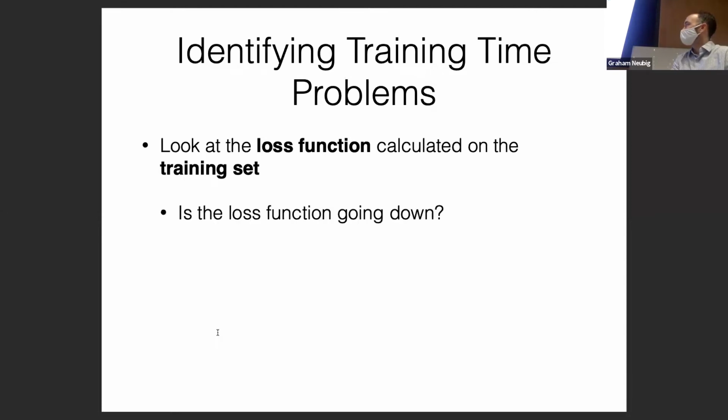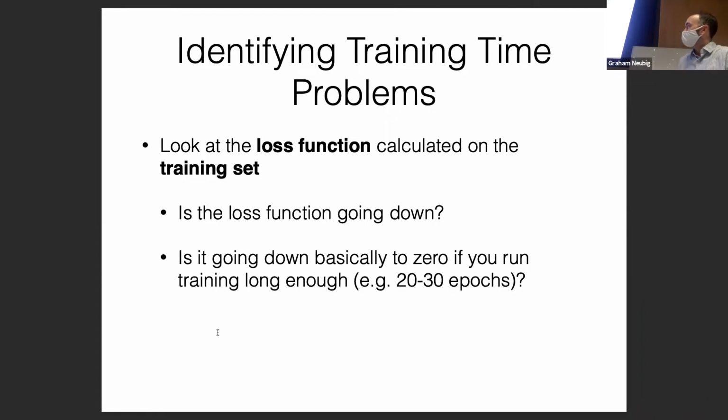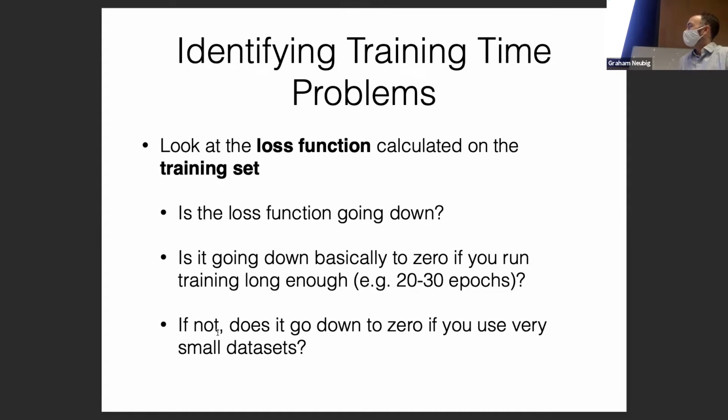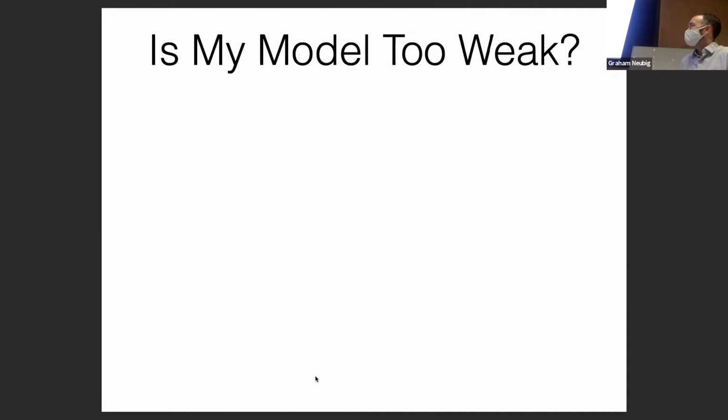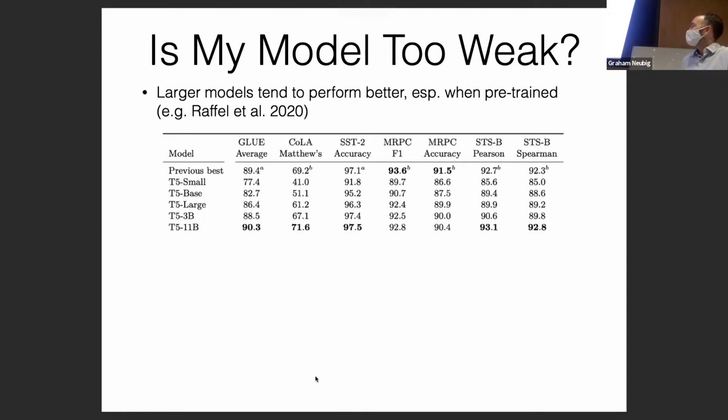You can look at things like, is the loss function going down? Also, is it going down basically to 0 if you run training for a long time, 20 or 30 passes over the data? And if not, does it go down to 0 if you use a very small data set? Maybe your model is not strong enough to fit all of your data, but it should be strong enough to fit a very small data set. So there are several potential issues that you could be facing. The first is that your model might not be strong enough.